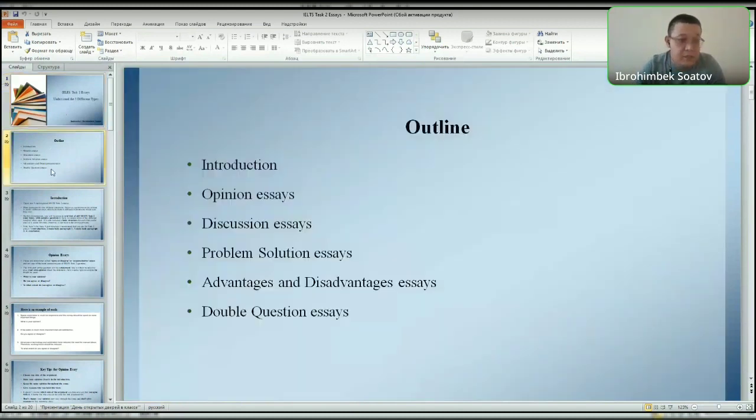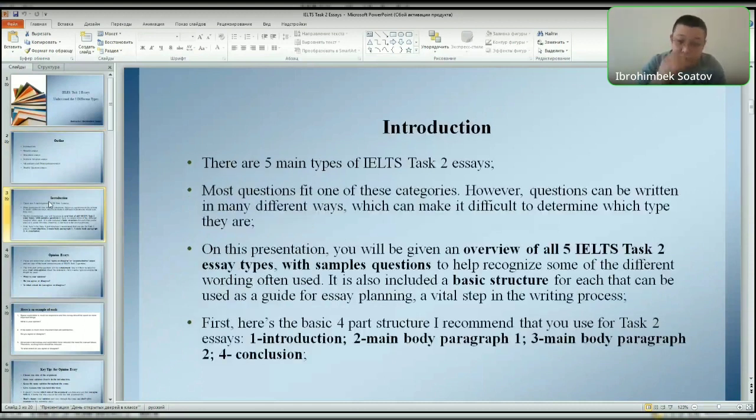Here you can see the outline of the presentation. We'll start from the introduction part, and then we'll look through, one by one, the 5 types of academic essays. First, we'll start from the opinion essay, next the discussion essay, following will be the problem solution essay, the advantage disadvantage essay, and the last one will be the double question essay. So here is the introduction of our presentation.